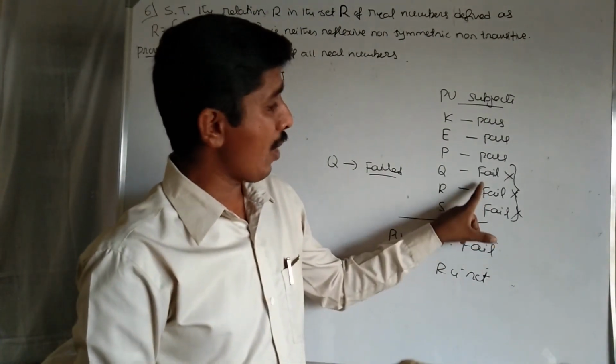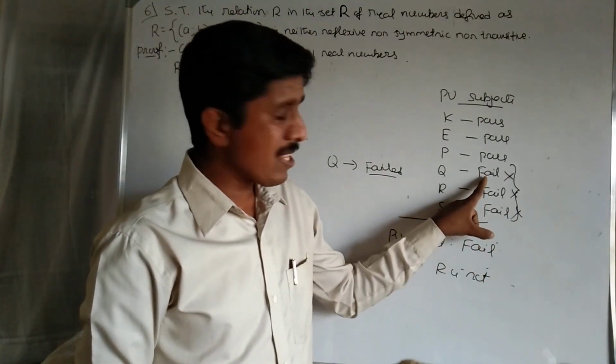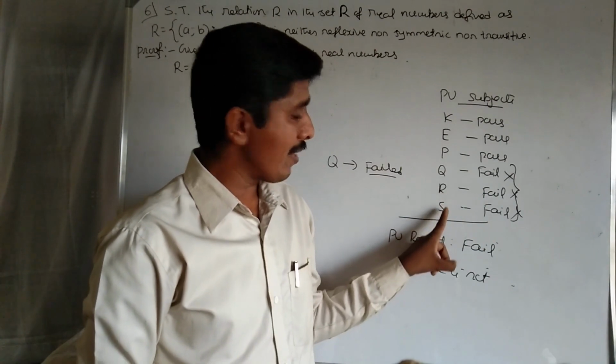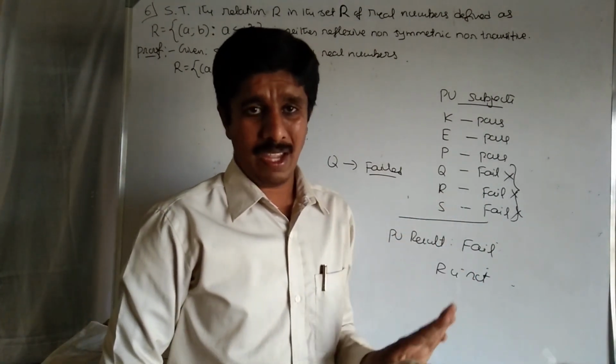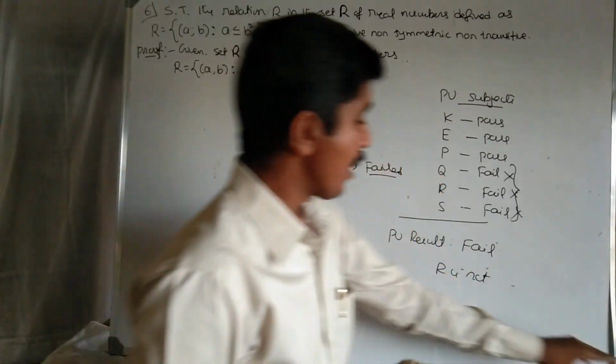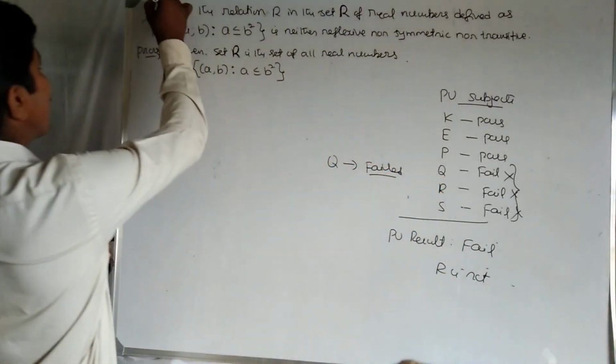Mind it. No need to show all failed subjects. If you show one failed subject, either Q, either R, either S, it is enough. One subject fail means the result will be promoted fail. Yes. Now we go to the problem. Important one. Important for 3 marks.